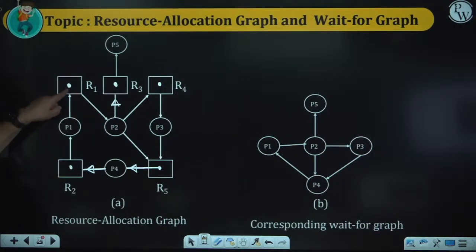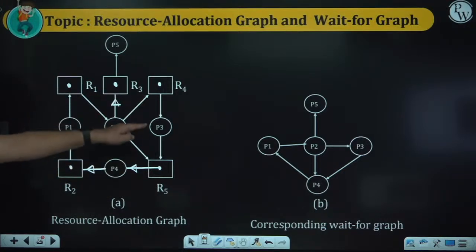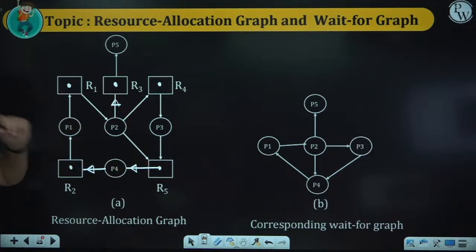ठीक है. R1 is in use by P2. P2 is requesting R3. P2 is requesting R4. P3 is allocated R4. P3 is requesting R5. इस तरीके से समझना है.